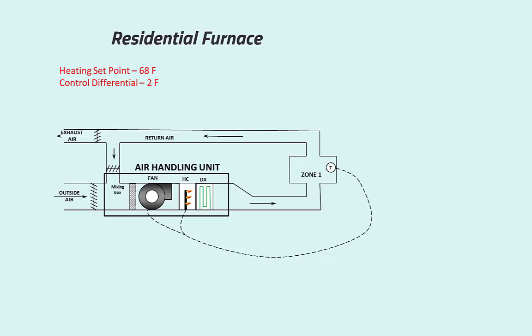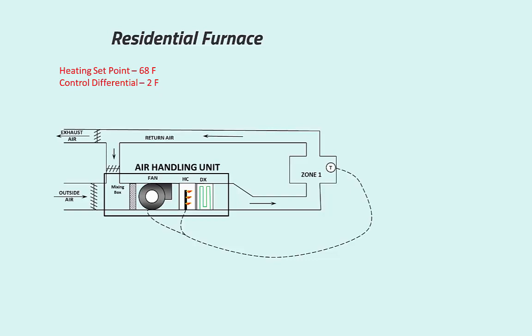The exact supply temperature that comes out of the furnace will vary depending on the temperature of the air entering the furnace, but will probably be somewhere around 85 degrees Fahrenheit. The volumetric flow rate of the fan will stay constant as there is no modulating dampers anywhere in the system.